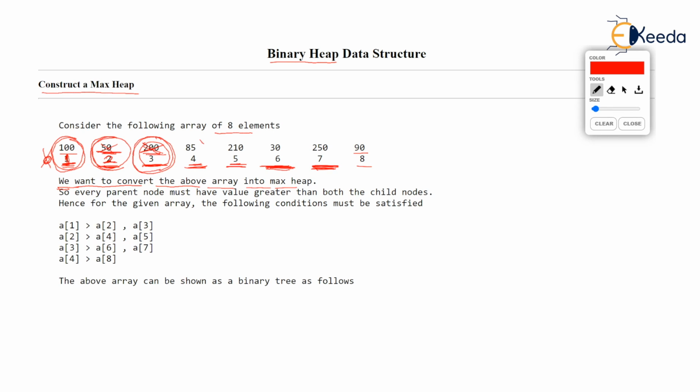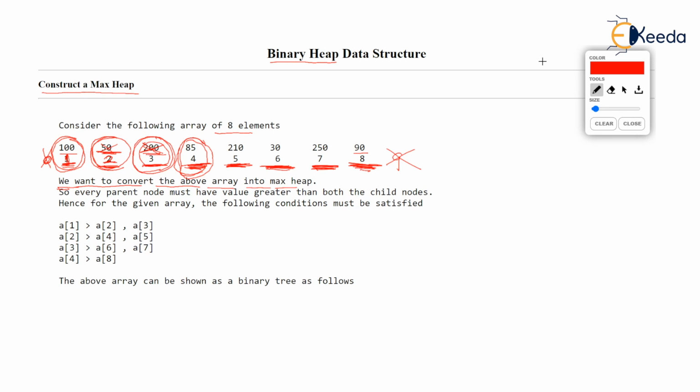Check it out again. 85 is the fourth value. Where are the children of this 85? The fourth element has children at 8 and 9. The ninth element is not there, but the eighth element is the left child of 4. So the fourth element parent must be greater than the eighth element. I hope you are understanding. And after the fourth element, you see the fifth element does not have any children, because the children of the fifth element would be at 10 and 11, isn't it? And the 10th and 11th elements are not there.